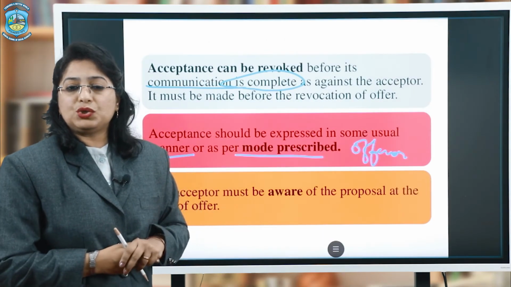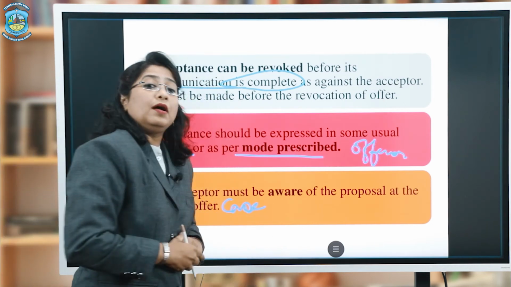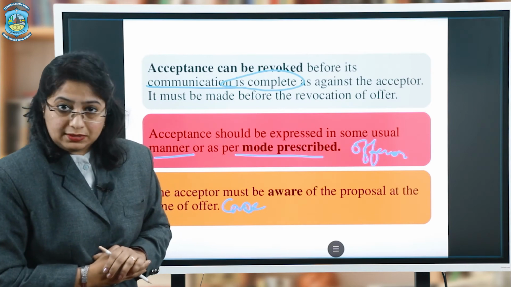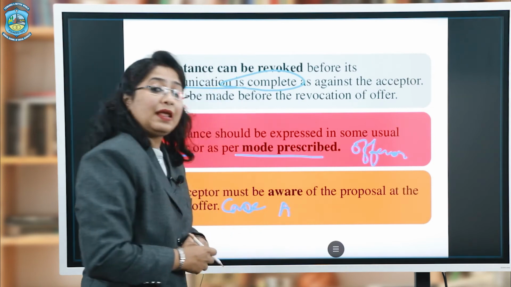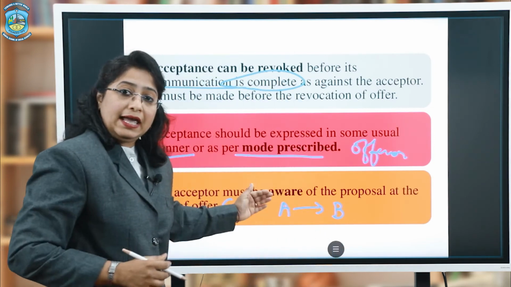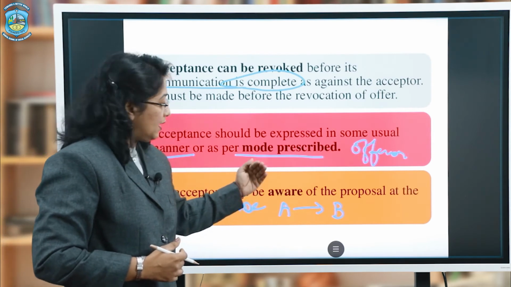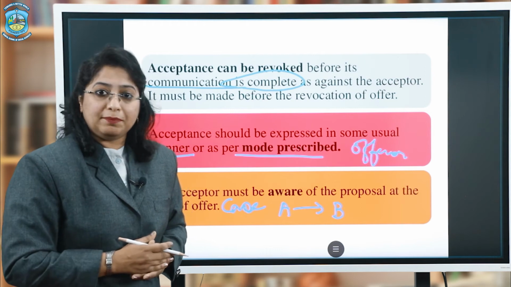This can be understood with the help of a case. Lalban Shukla versus Gauri Dutt. As per this case, A, the master, and B is the servant. A lost his nephew and asked B to find the boy. B goes to find the boy.